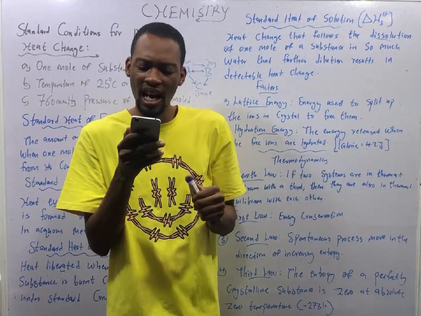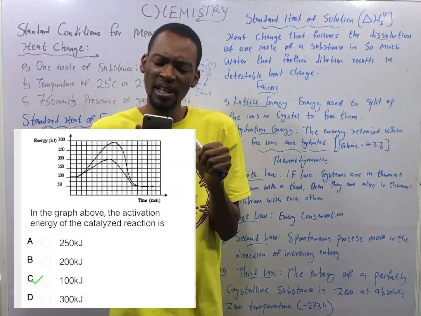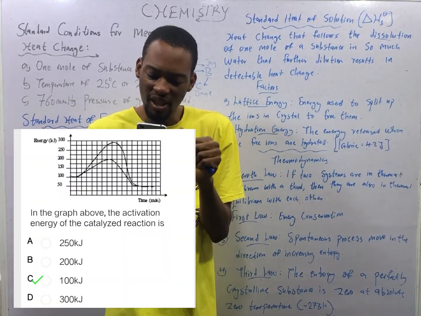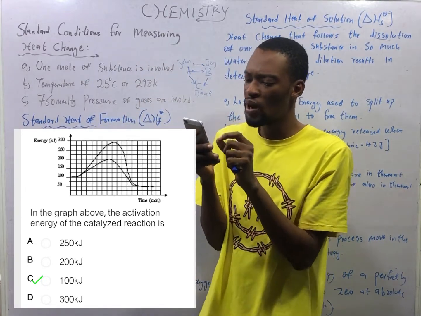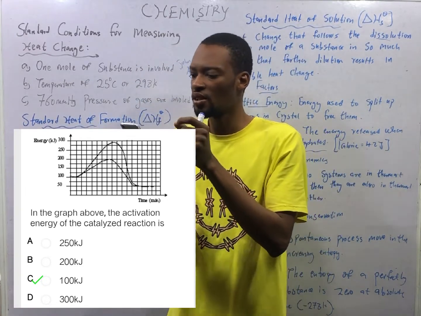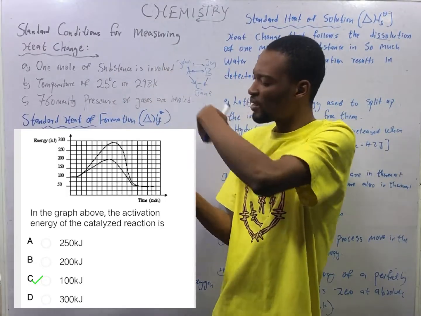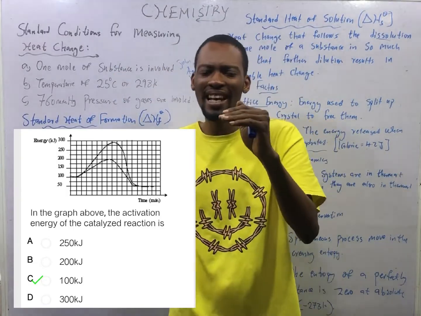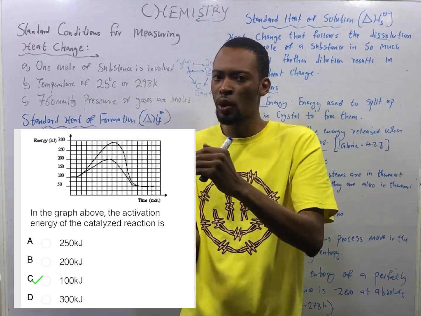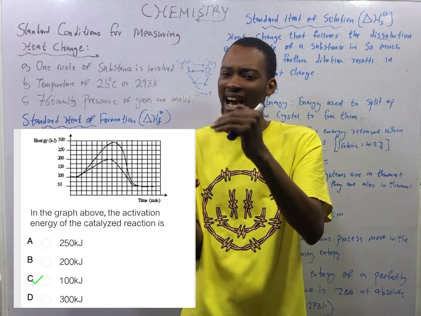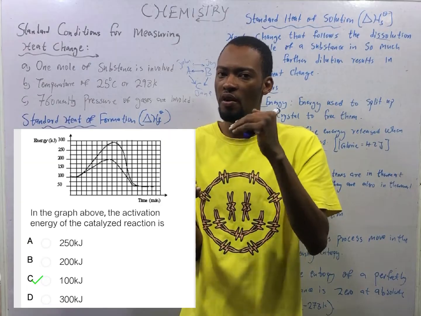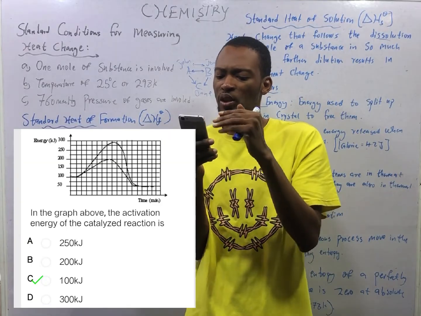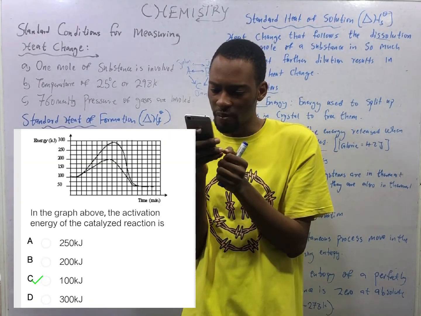In the graph above, the activation energy of the catalyzed reaction is that. You see a graph, we have 2 activation energies. One is higher and the other is lower. The catalyzed reaction is the one that is lower because a catalyst acts to reduce activation energy. That is the function of a catalyst. So the one that is lower, look at it.